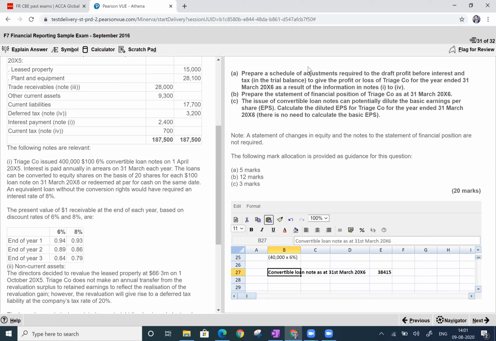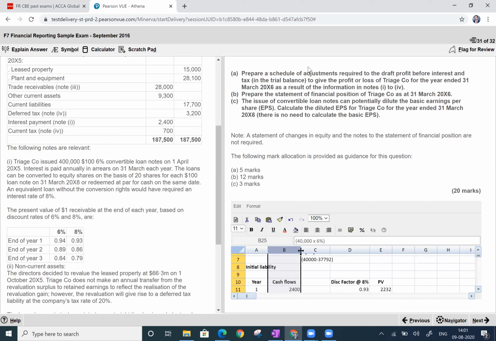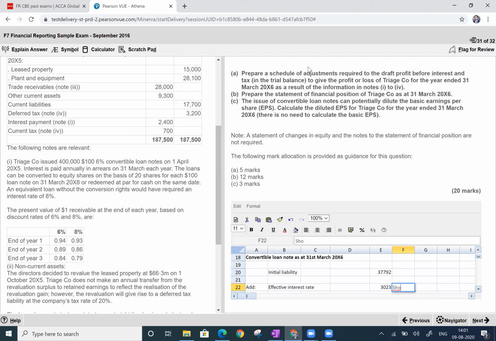Then if you do like this, you will get half mark for calculating equity. You will get half mark for calculating interest, effective interest, and you will get another half mark for calculating convertible loan note as at 31st March 20x6. Now, as usual, you have to show where you will show all those things. So show here, this effective interest rate is shown in SOPL as finance cost. So the examiner will know that you know effective interest is finance cost and it should be shown in SOPL.